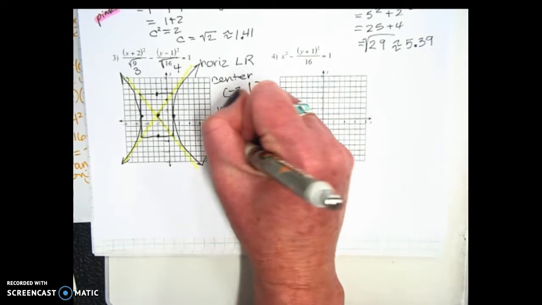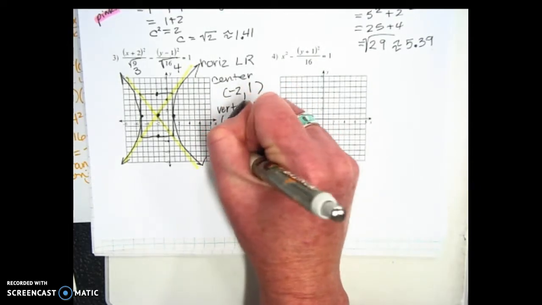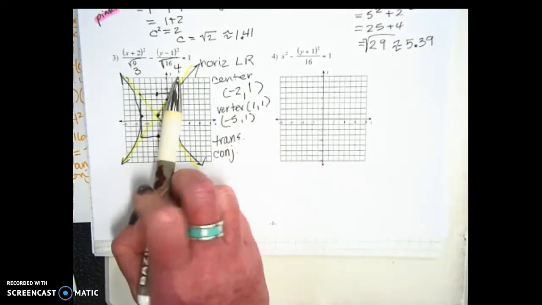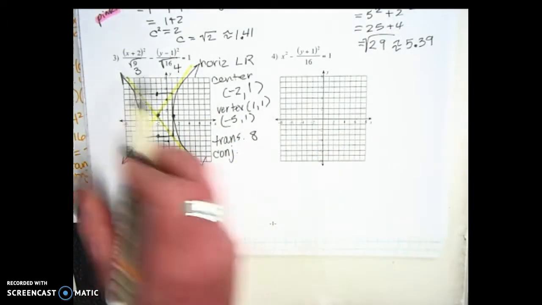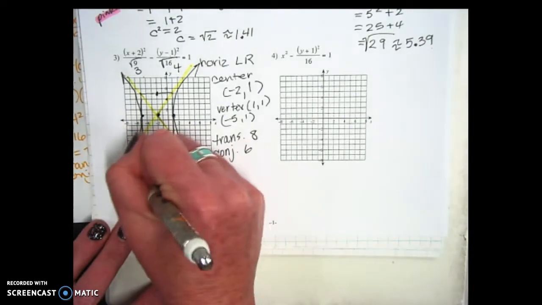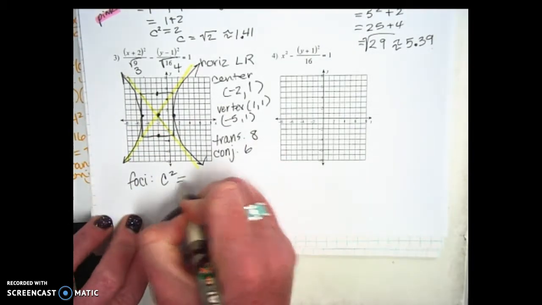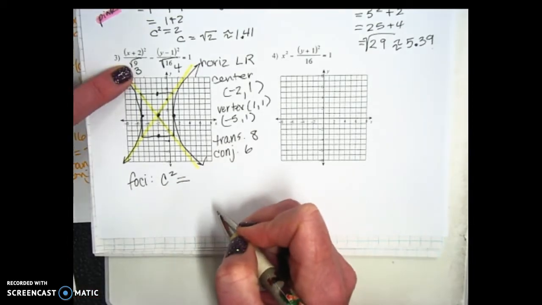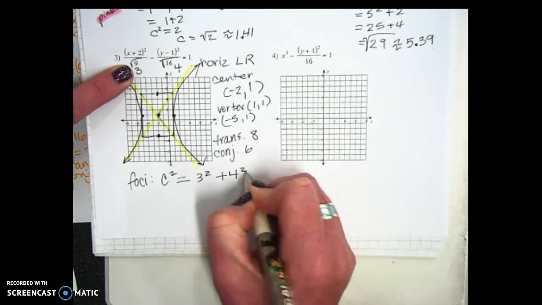Let's look at our transverse axis and our conjugate axis. So the longer one was 4, double it, so 8. Shorter one is 3, double it, gets 6. And then the foci, we're going to have c squared equal to a squared plus b squared. So 3 squared plus 4 squared.